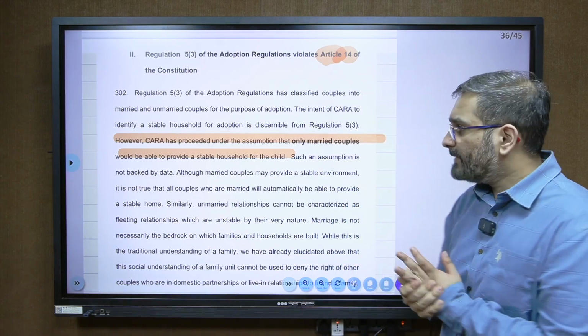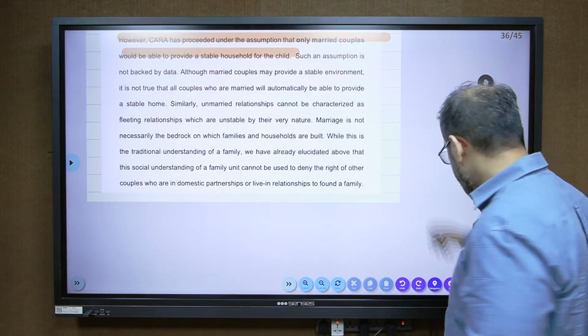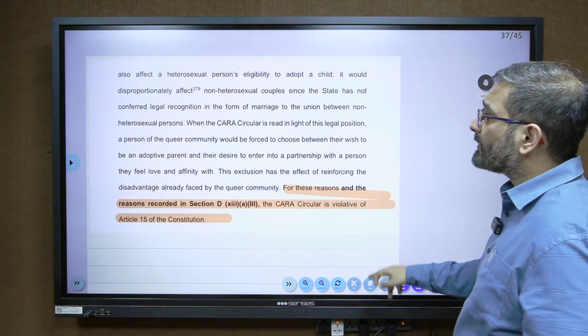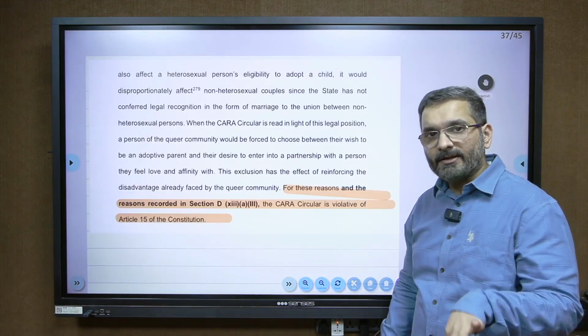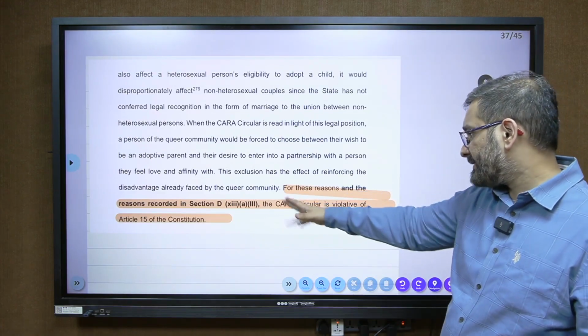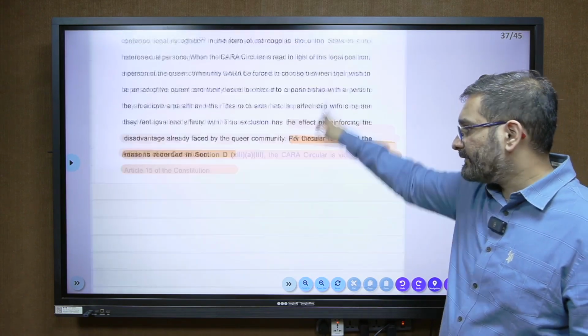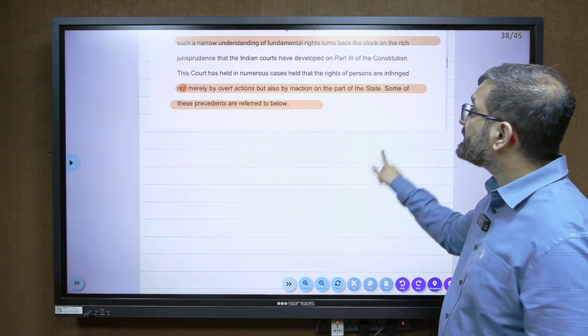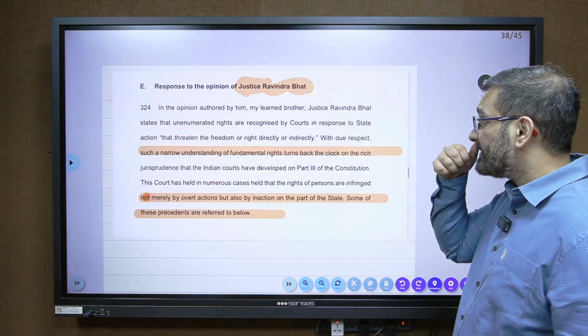तो इसके ऊपर CJI ने तो कह दिया कि this is not done. However, overall the judgment says that this is done. Alright. For these reasons and the reasons recorded in section T, etc., the CARA circular is violative of Article 15 of the Constitution. That is CJI's judgment. No more MCQs from here.